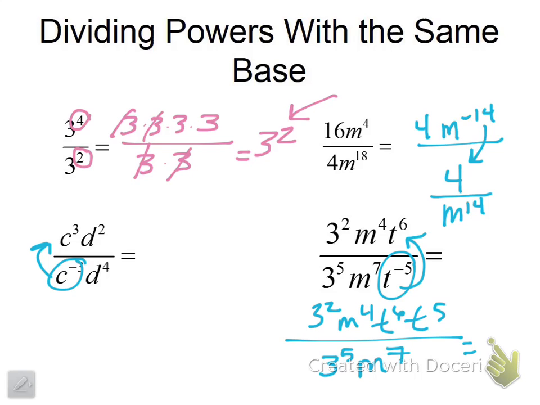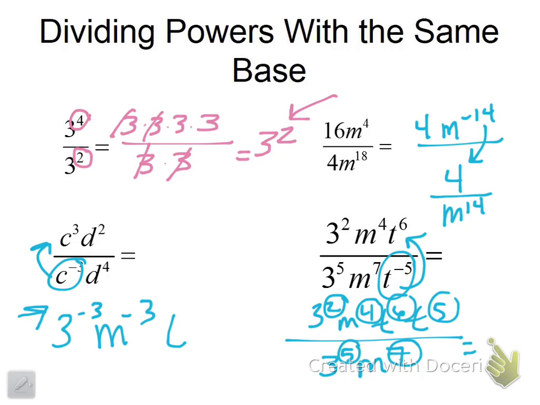Okay, so I'm going to continue over here. So then 2 minus 5 is negative 3. 4 minus 7 is negative 3. And then we add these, so 6 plus 5 is 11. So then we would have to drop these below.